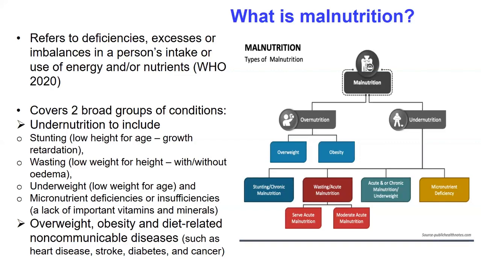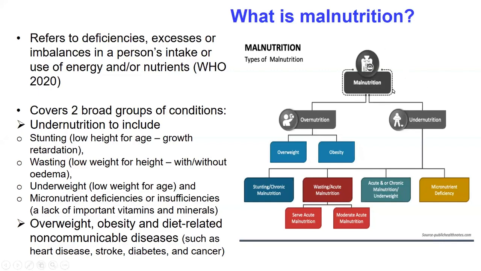Then the other nutrition aspect, what we call hidden hunger or micronutrient deficiencies or insufficiencies. This is lack of the important vitamins and minerals. These are very key, and we call it hidden hunger because a number of us on this platform have this as our biggest problem, but overtly it may not be seen. Then, of course, overweight, obesity, or diet-related non-communicable diseases, which most of you are already aware, such as heart disease, stroke, or diabetes, or cancer. They are all grouped under this.